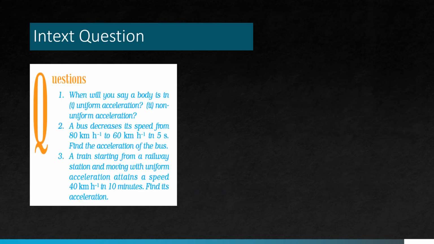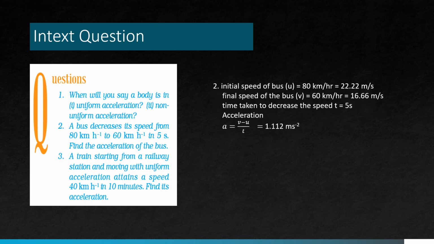Okay, so now we will discuss some in-text questions. Question number one is, when will you say a body is in uniform acceleration and non-uniform acceleration? This we just discussed, so you can answer that very easily. The second is a numerical, which says a bus decreases its speed from 80 kilometers per hour to 60 kilometers per hour in 5 seconds. So initial and final velocity both are mentioned, and the time is also mentioned. What you need to do is find the acceleration of the bus.